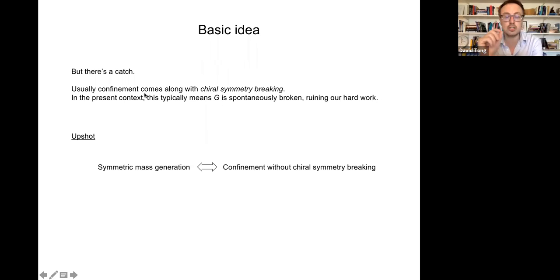So the difficulty in actually doing this in any particular example is finding a mechanism to bind fermions together so that you do not break chiral symmetry and you're left with massless fermions in the infrared. In other words, this process of symmetric mass generation is equivalent to the phenomenon of confinement without chiral symmetry breaking. In fact, this single sentence, I think, is the one-sentence summary of my paper with Shlomo from last year: symmetric mass generation is equivalent to confinement without chiral symmetry breaking. All right, so I'm going to give an example, if there are no questions about the general strategy.